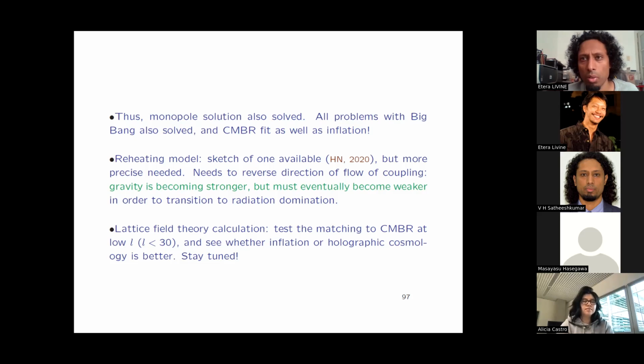Sure. So it's just 1 dimension less than the bulk, right? That's what we mean. Yeah. Okay. So any other questions?